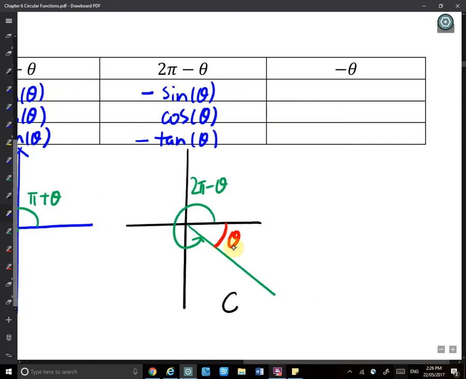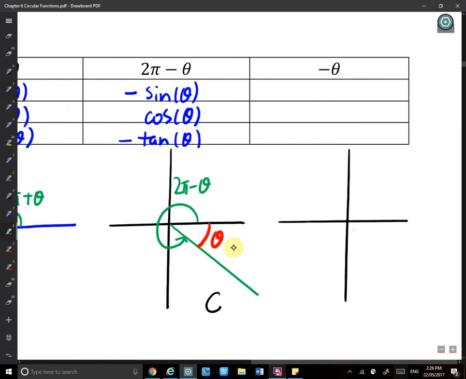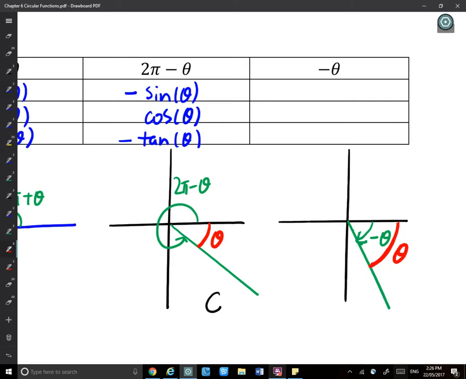And also we have negative theta. For negative theta, I will have an angle here in the fourth quadrant. This direction is negative theta; the angle comes in that direction. But the reference angle is still this angle, the same reference angle, also theta. For the reference angle, we don't think about positive or negative, we just think about how large the angle is. The reference angle is always positive.